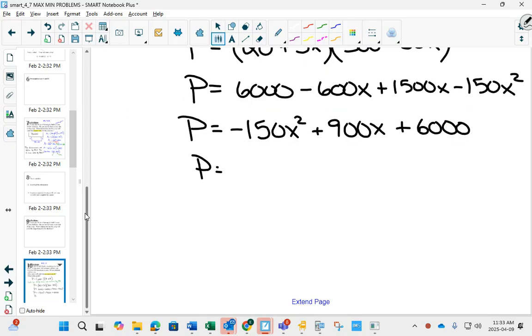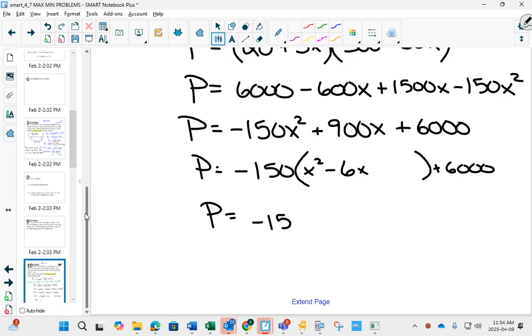We have to complete the square, so we have to take out the minus 150. We still have the plus 6,000 here. This will be x squared. How many 150s are there in 900? 6. So it'll be minus 6x, which is enough for us to complete the square. The minus 6, this would have to be minus 3. What goes in our first space then? 9.